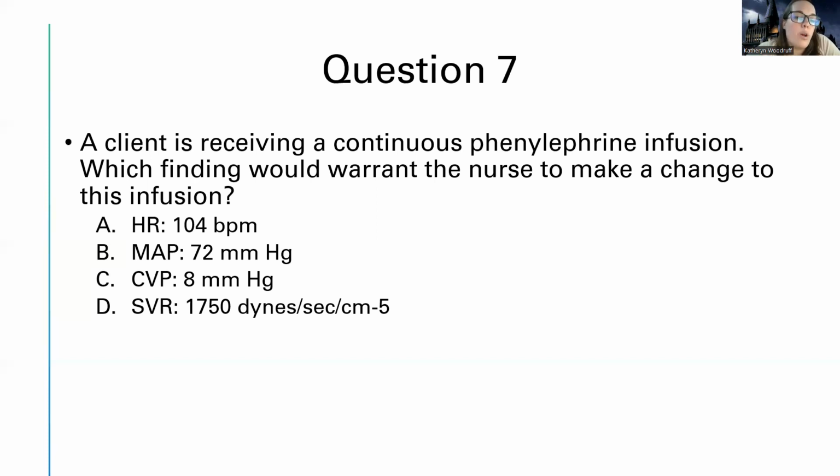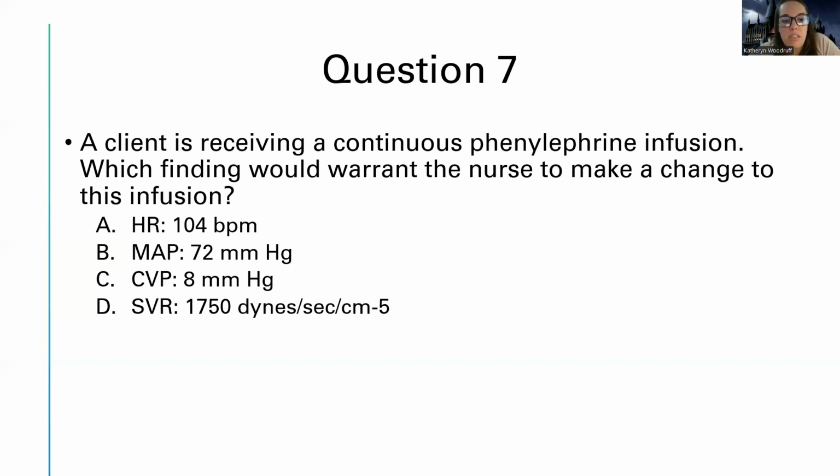So heart rate of 104. Well, their heart rate might be mildly elevated. That's only a slight elevation. I don't love it, but I don't know if I necessarily need to make a change as a result of it, so I'm going to keep going. MAP of 72. Well, that's a good MAP. I don't have an order here, but at this point, I don't think that I need to change anything. Like it says, I would warrant the nurse to make a change to this infusion, and I guess I should have put immediately in this. We're probably going to be looking at which one is the most serious thing that needs to change.